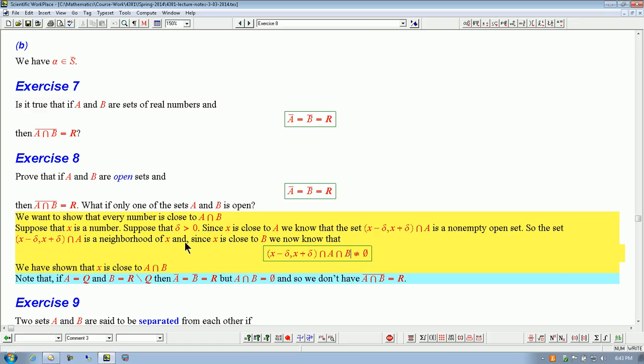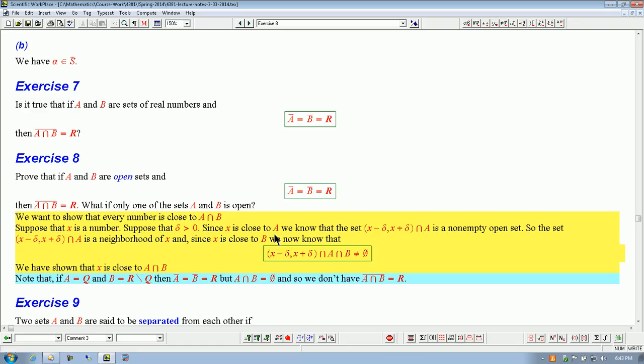Well, if you look carefully at this yellow proof, let's read it. We want to show that every number is close to A intersection B. That was just a we want. Now we start. Suppose that X is a number. I want to show that X is close to what? A intersection B. Right. Suppose that delta is greater than 0. Okay? Since X is close to A, we know that because all numbers are close to A and all numbers are close to B. Right.